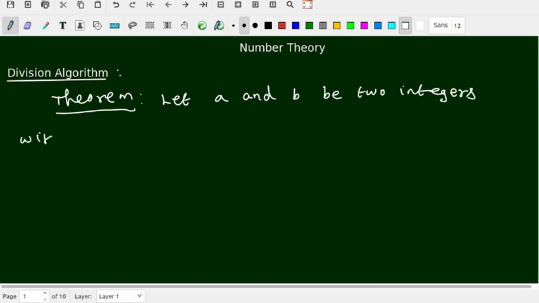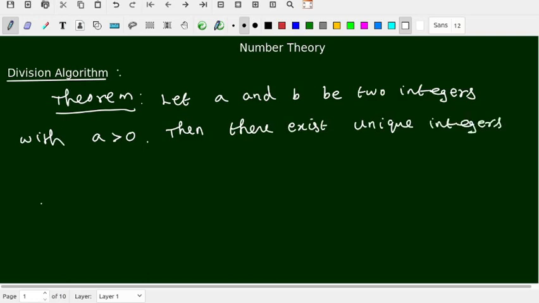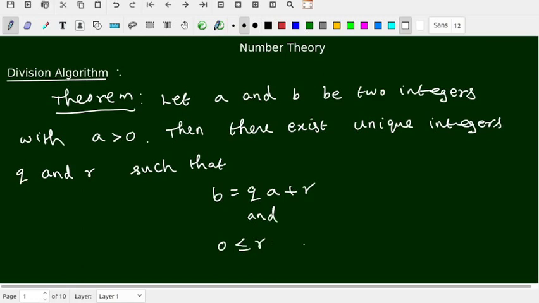with a positive. Then there exist unique integers q and r such that b equals qa plus r, and r is greater than or equal to 0 and less than a.